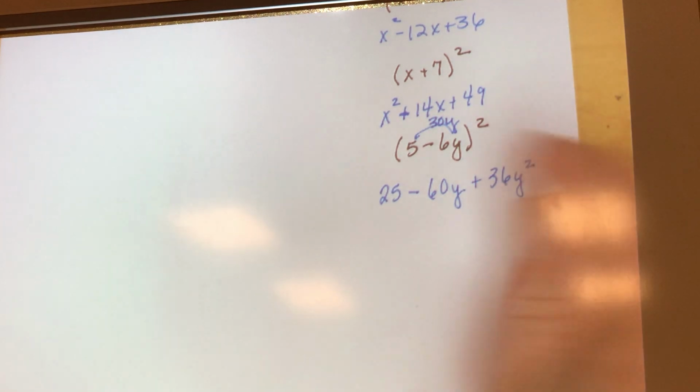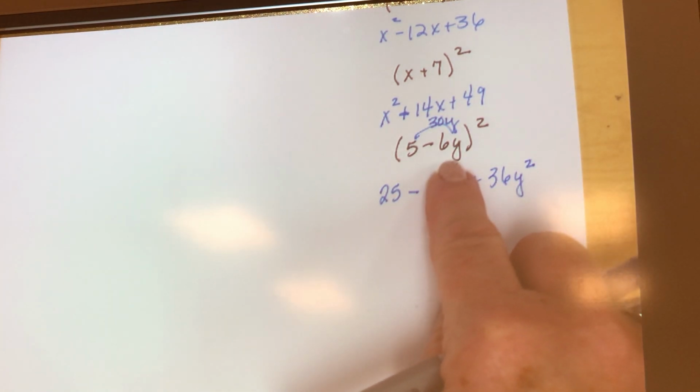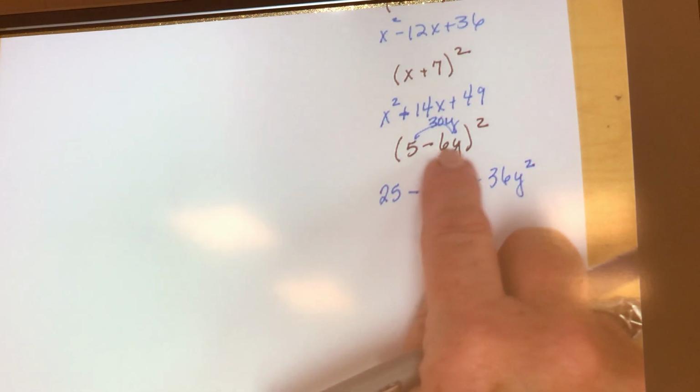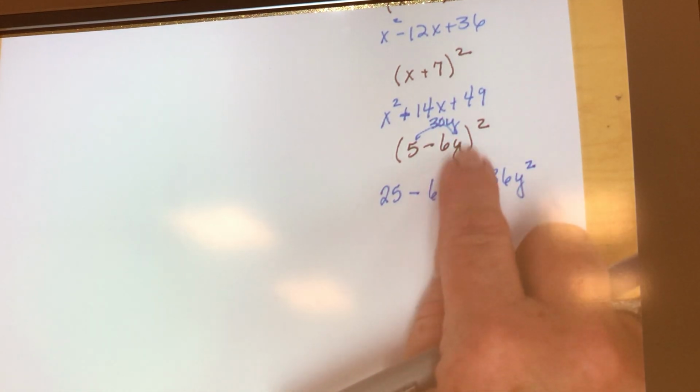36 what? Y? Y what? Squared. Okay, I just put it in a different order. It's y squared. All right. Why? Because you got to square this whole thing. That means you square the 6 and the y.